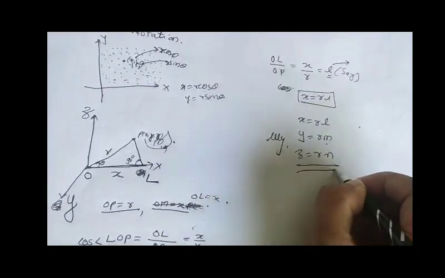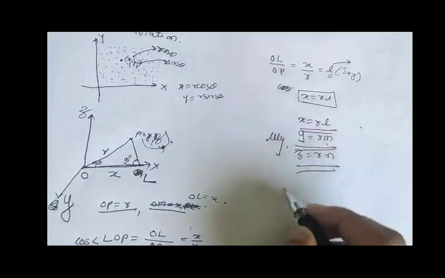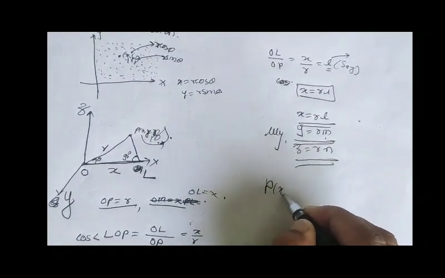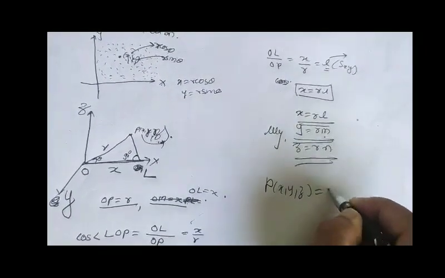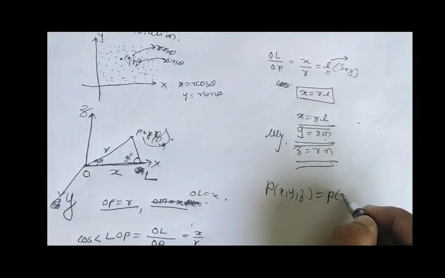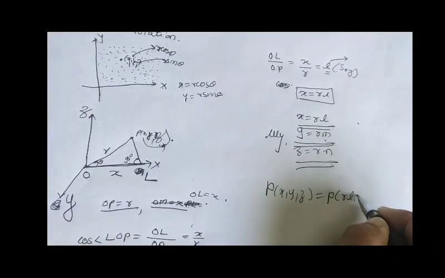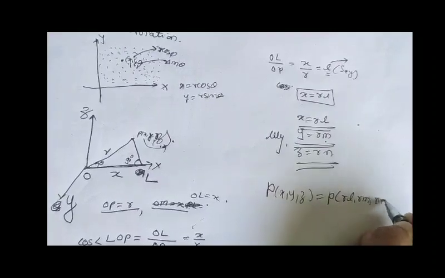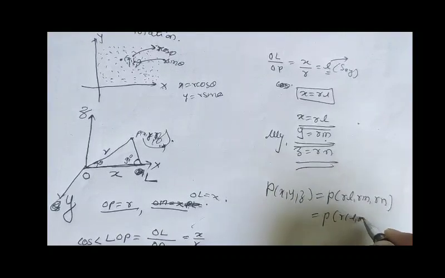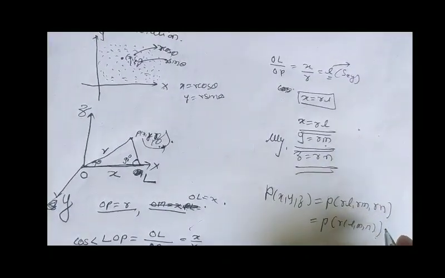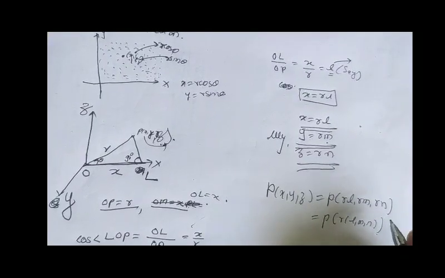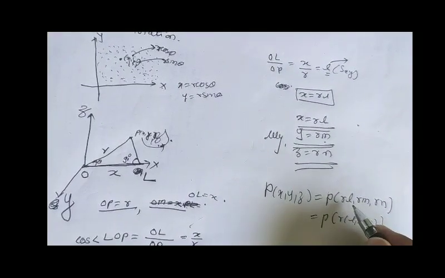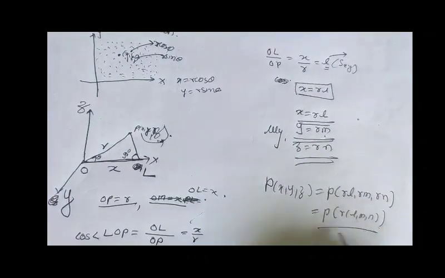This is a representation of the point. That means any point P of x, y, z in space can be represented as rl, rm and rn, or P of r of l, m, n. So this is a representation of a point in space, and that is in terms of parameter.